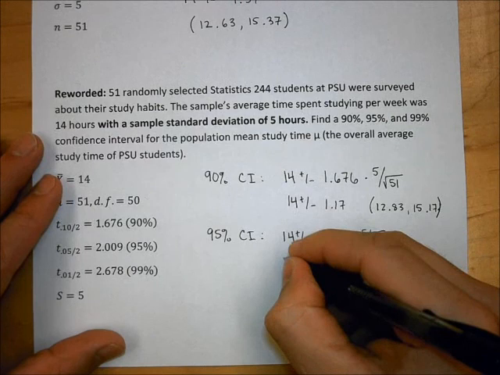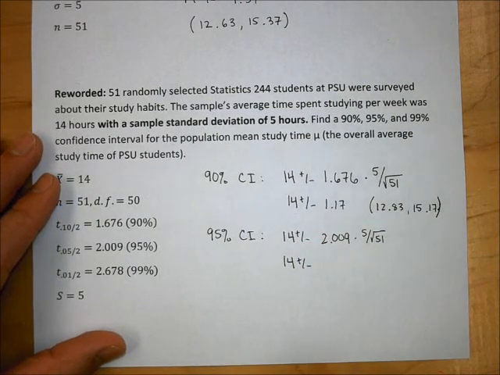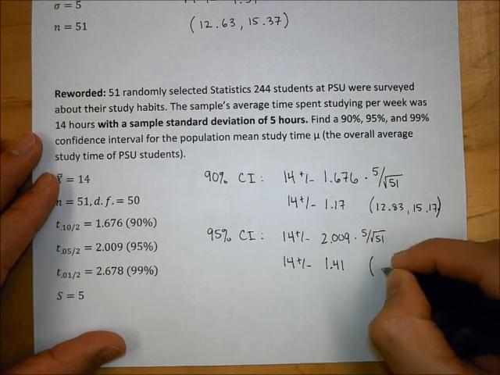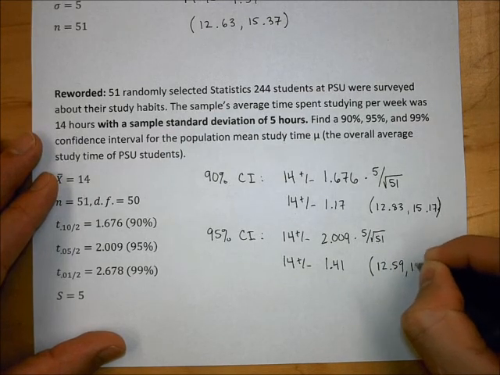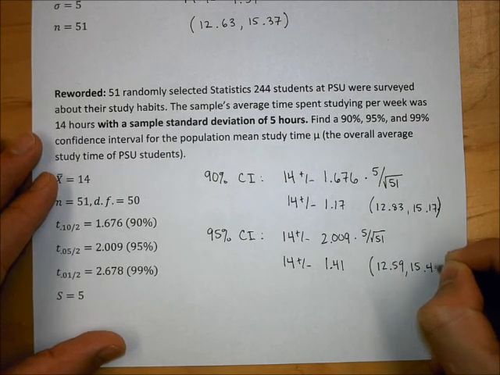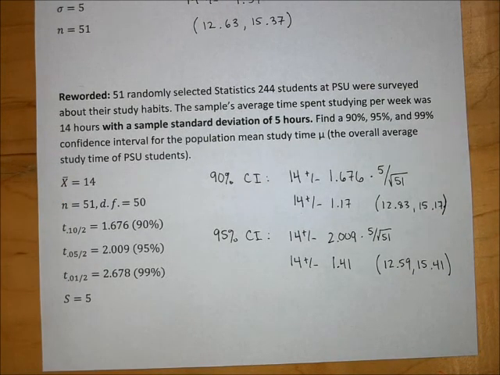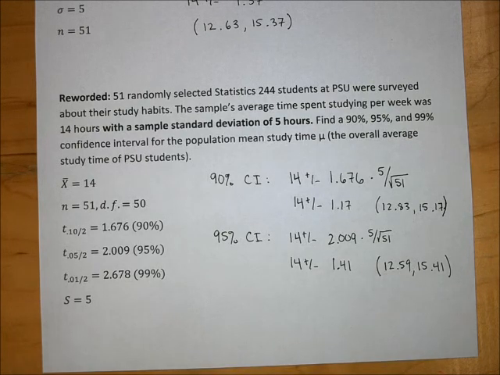This is equivalent to 14 plus or minus 1.41, or an interval of 12.59 to 15.41. Again, here we would say with 95% confidence, this interval includes the true mean study time per week of a Portland State student.